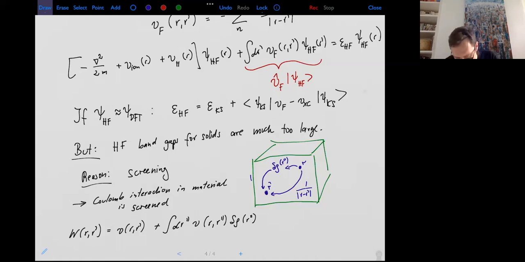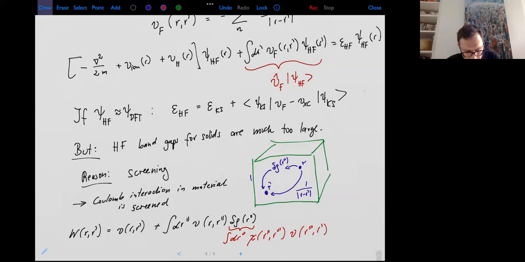So delta rho, of course, depends on the position of the first electron. So we can express delta rho in perturbation theory basically in the following way, in terms of the density response function chi times the Coulomb potential that is created by the first electron, right?